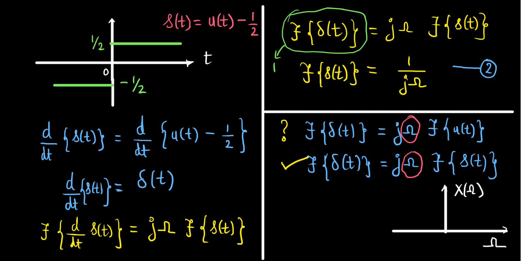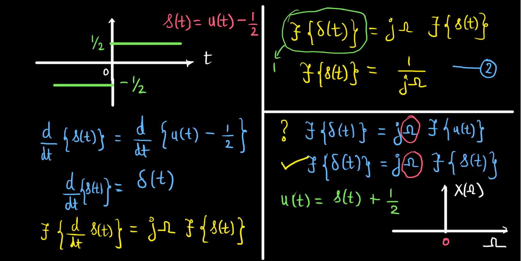Now, in order to avoid that, in order to prevent the component that is present at omega equals 0, in order to prevent that component of X of omega, or the Fourier transform of u of t, we take a different approach. What we are going to do here is represent the signal u of t as this signal s of t being shifted by an amount of half.